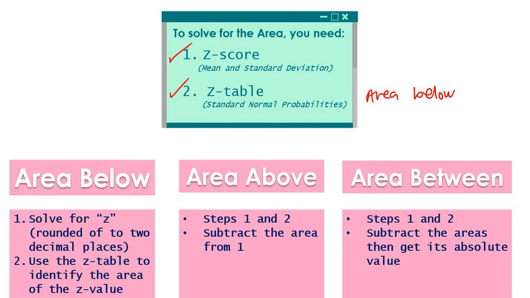And for area between, don't forget that you're going to solve for 2 z's, identify 2 areas, and to get the area between, subtract the areas, then get its absolute value. Or it's simply the absolute value of the difference of the areas.